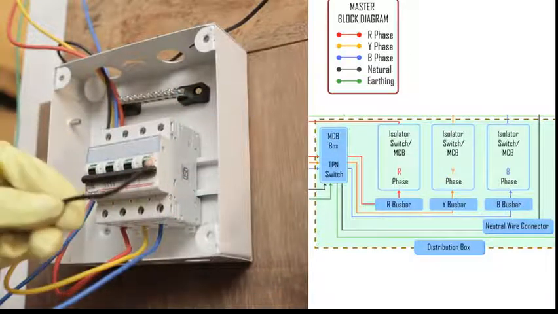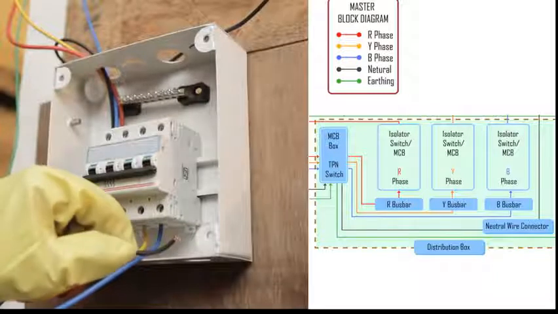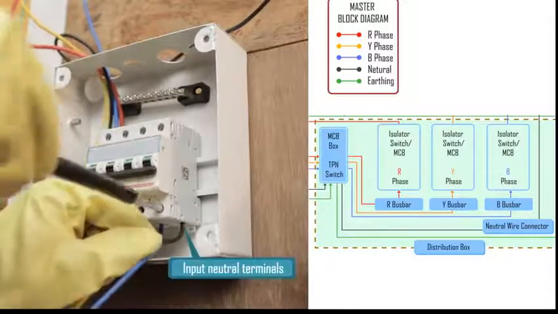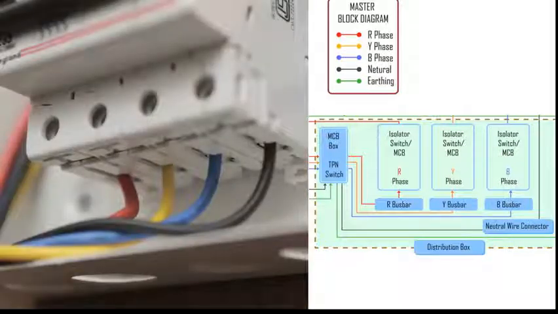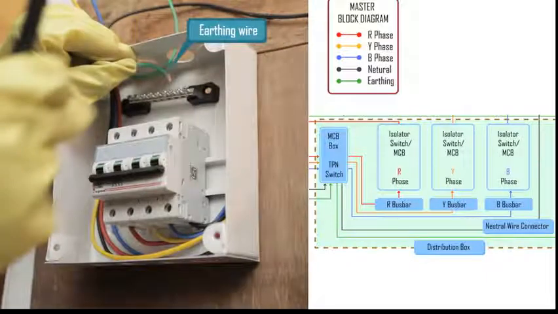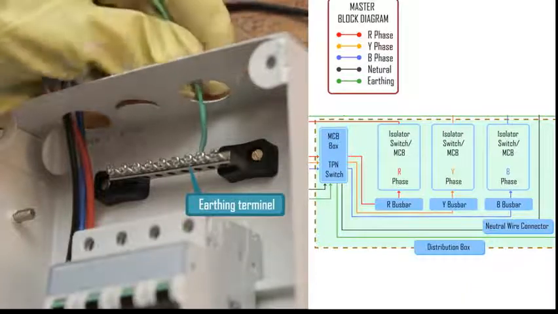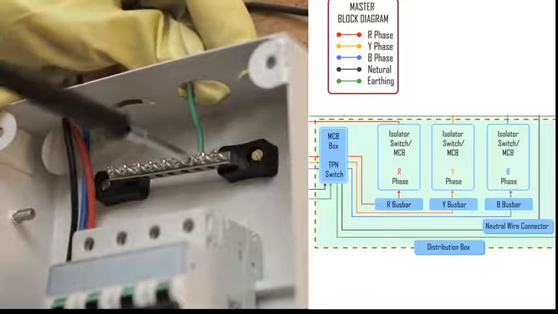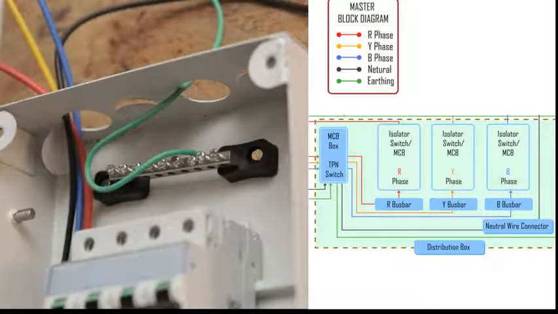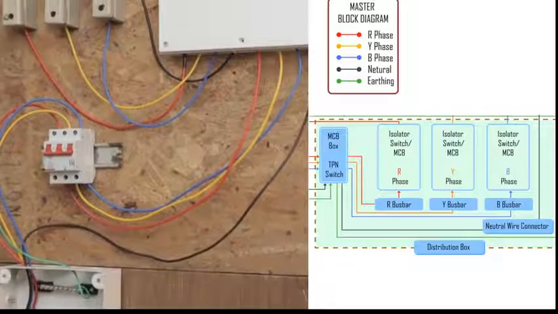Then take the black neutral wire from the energy meter neutral output and connect it with the input neutral terminal on the TPN switch. After that, connect the earthing wire of the input supply main to the earthing terminal in the MCB. This is how input mains supply connects to the distribution board.